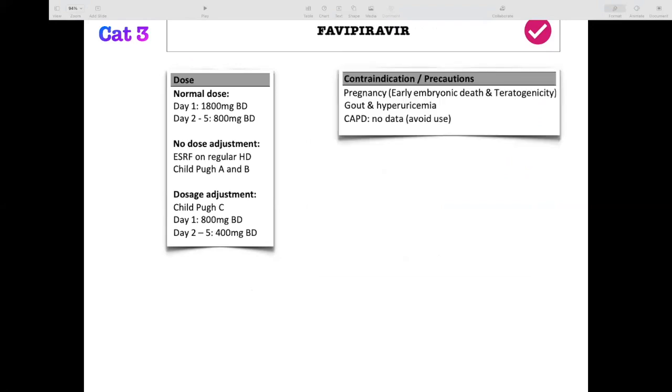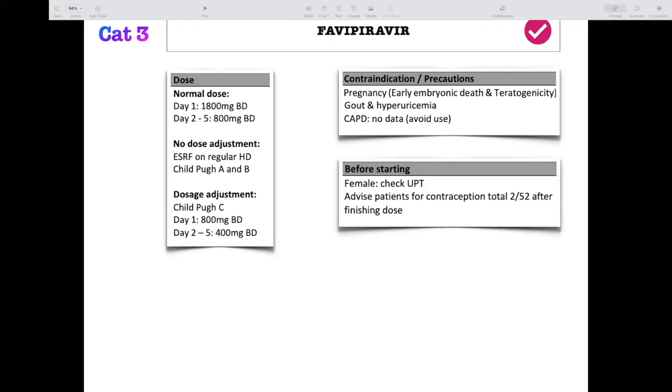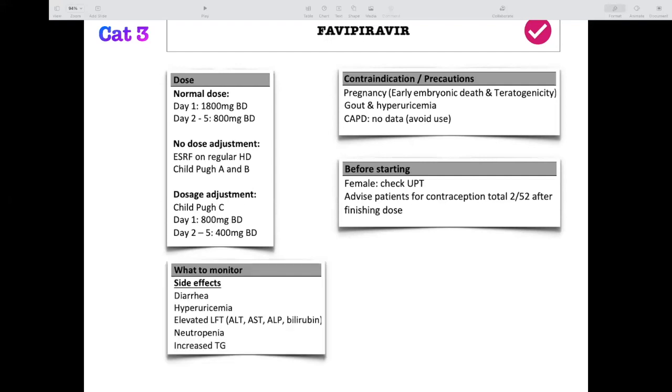So there are a few contraindications for favipiravir. First and foremost is teratogenic. So that's why we need to do a UPT for all female patients in reproductive age before we start to give favipiravir. And as we can see here, we must advise patients for contraception for a total of 2 weeks after finishing the dose of favipiravir as well.